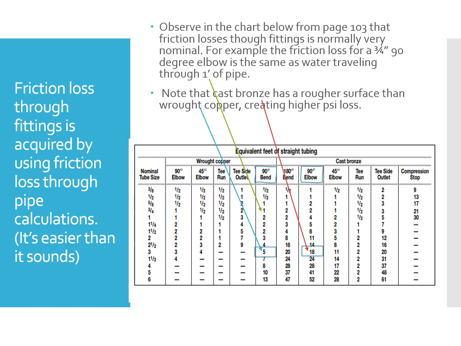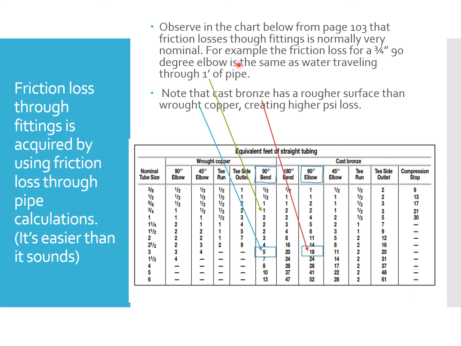This is on page 103 in your textbook, and it shows that the friction losses are very small generally. So here we have a friction loss for a 3/4 inch 90-degree elbow. Here's the copper side, here's the cast bronze side. So for a 3/4 inch 90, we would find the pipe size here, and then we would cruise across until we found the 90-degree elbow, and it's equivalent to 1 foot of pipe. So that's going to be very little friction loss.